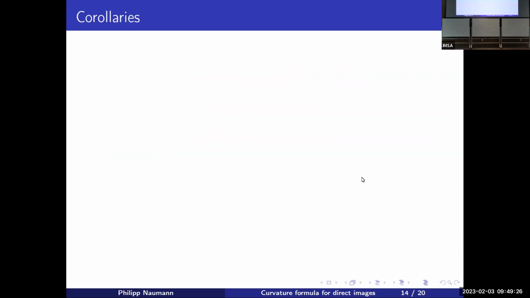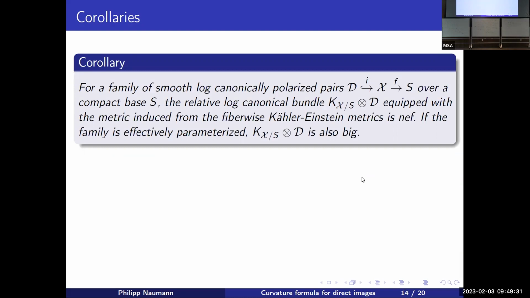Okay, and then maybe this should also be phrased as what it means on the whole X, and it's somehow the same as I mentioned at the beginning. When you add this D, then you get a statement on the completed X, curly X, that K_X relative plus D is then nef, and also big if it's effectively parameterized. And this is the same reason as I explained at the beginning.